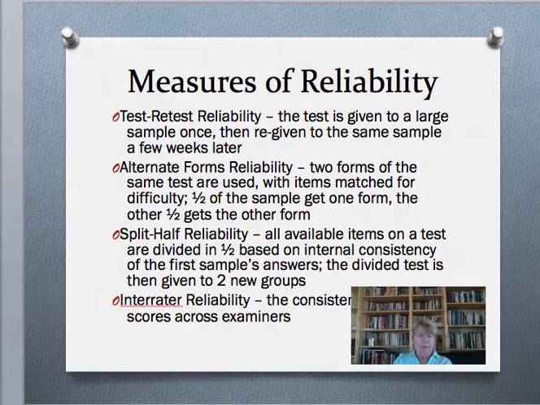I take all the items on a test and I analyze them internally. I give them to a sample group and I divide the test in half based on the results of that first sample's answers. So I look for questions that had the same amount of distinction amongst people in the group. So not necessarily the same skill, not necessarily the same kind of item like cat versus dog. It might be math versus reading. Well, that's a little far-fetched, but it's not the same skill necessarily.